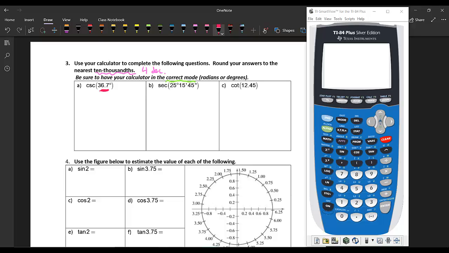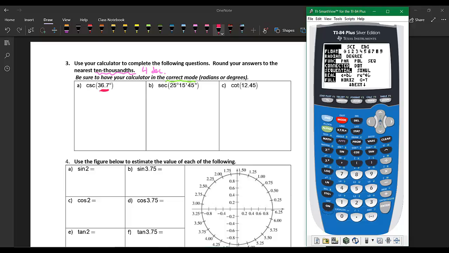So everyone, go ahead and turn your calculator on, press the mode button, and then scroll down until you see radians and degrees. I need to be in degree mode, so hit enter, and then press second and quit to exit that menu. So now that I'm in degree mode, I need to take the cosecant of 36.7 degrees.